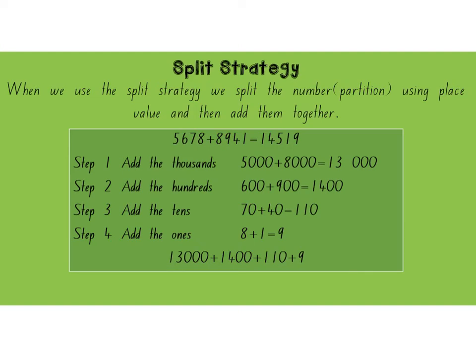Today and tomorrow, we're going to be looking at the split strategy to add two numbers together. When we use the split strategy, we split the number or partition the number using place value and then add them together. As you can see below, there's 4 steps you need to take when you're adding 4-digit numbers. So you need to add the thousands together first. You need to add the hundreds together, then the tens, then the ones.